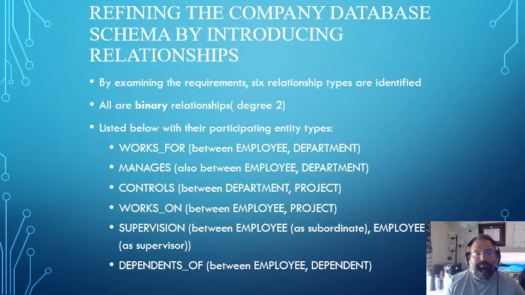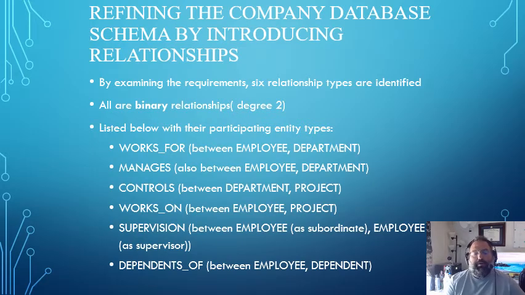Continuing with relationships, refining the company database schema, introducing relationships. By examining the requirements, 6 relationship types are identified. All are binary, which is going to be kind of common. They are listed below with their participating entity types. Works for: employees work for departments. Employees manage departments. Departments control projects, and employees work on projects. And supervision: an employee supervises another employee.